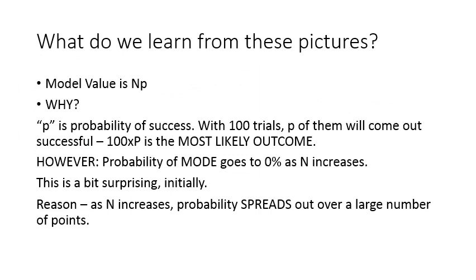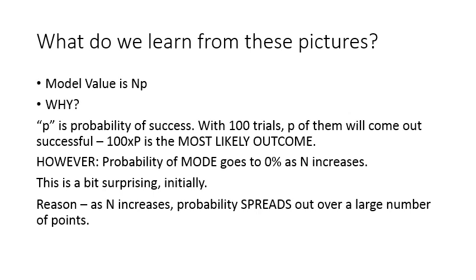So what do we learn from these pictures of binomial probabilities? We learned that the modal value is np, and we have seen why this is so. But the surprising thing is that the modal value, the probability of the mode, goes to 0%. So this is surprising, but you can understand it because as n is increasing, the probability spreads out over a large number of numbers.